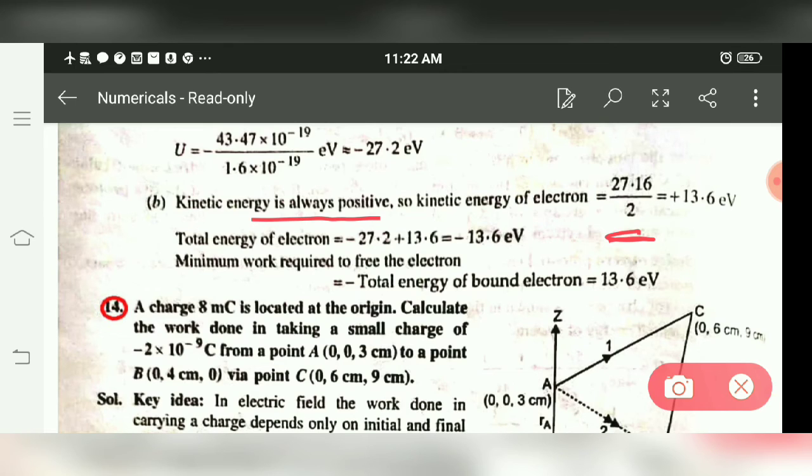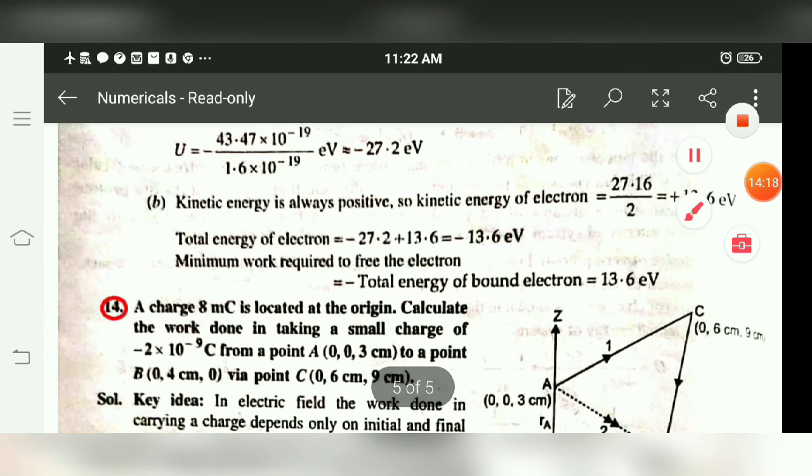Next, you have taken kinetic energy as half of potential energy, then you have to calculate the minimum energy required. That minimum energy equals minus of the total energy. Total energy is equal to kinetic energy plus potential energy. By substituting the values you get this result, which is the minimum energy required.